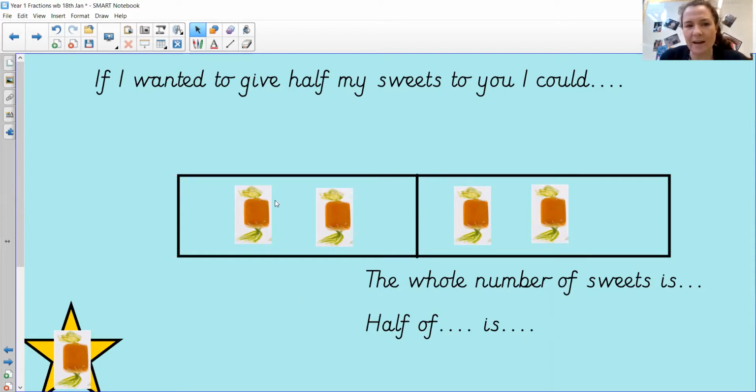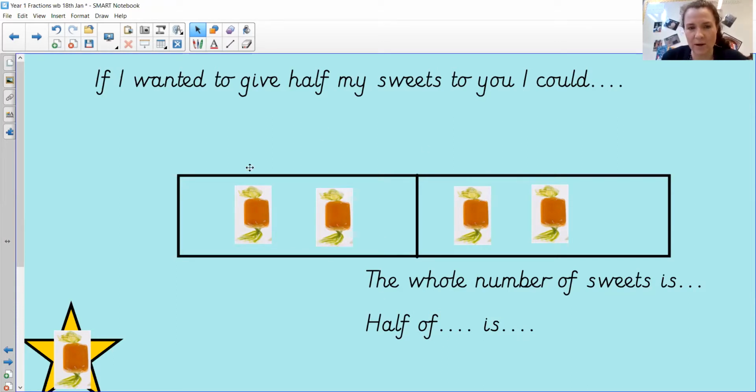So hopefully you can see now that we have got exactly the same amount of sweets in this part as this part. So we have halved the sweets. We've worked out what half of the sweets would be. I would end up with 2 sweeties, and then you would end up with 2 sweeties as well, because what I have is the same as what you have. And that's really important when we're halving, that whatever's in this part is the same as whatever's in this part. So the whole number of sweets was 4. We had 4 altogether. And I now know that half of 4 is 2.